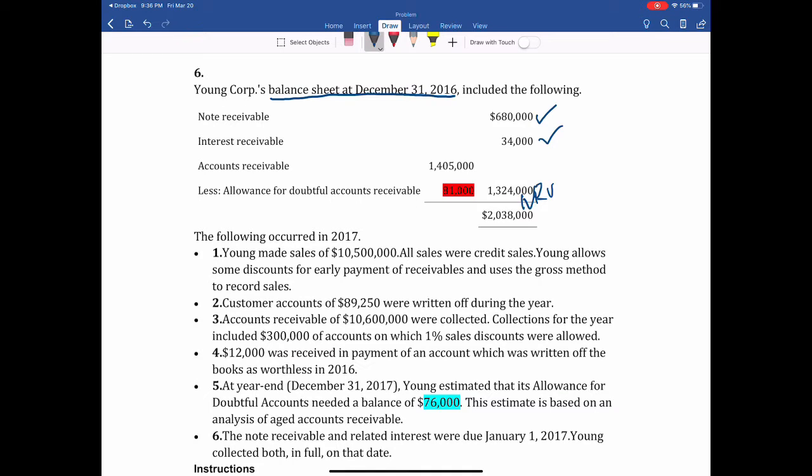1,324,000, which is the difference between accounts receivable and the control account, allowance for doubtful accounts. So the total balance of receivable is the sum of the three.